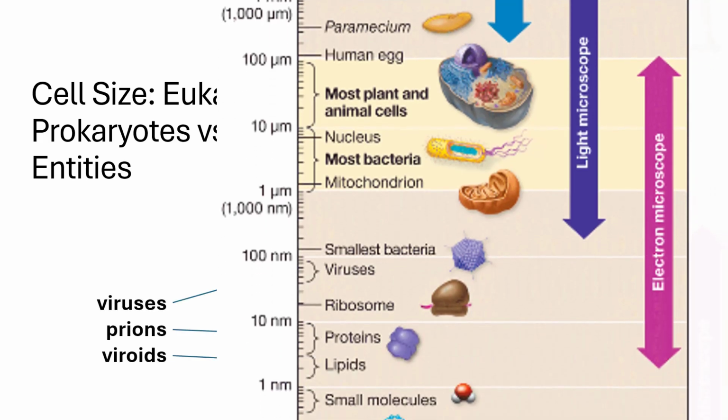Lastly are the acellular entities, such as the viruses. So here's the viruses right here. Notice that we go from micrometer scale to nanometer scales. So viruses, viroids, and prions. Remember, prions are just a small protein. They're much smaller than the prokaryotic organisms, and they're measured in nanometers. Therefore, a light microscope cannot detect them. It's going to require the use of an electron microscope in order to see these guys.